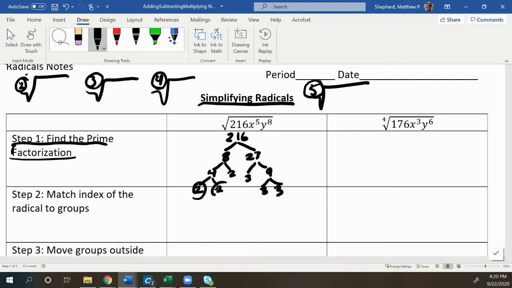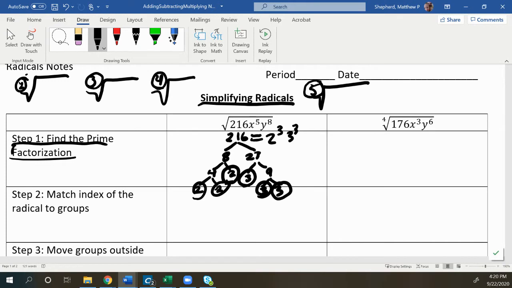So all these numbers at the bottom of that tree, those are the prime numbers that make it up. So the prime factorization of 216, we had 3 2's and we had 3 3's. So 216 is equal to 2 to the power of 3 multiplied by 3 to the power of 3.